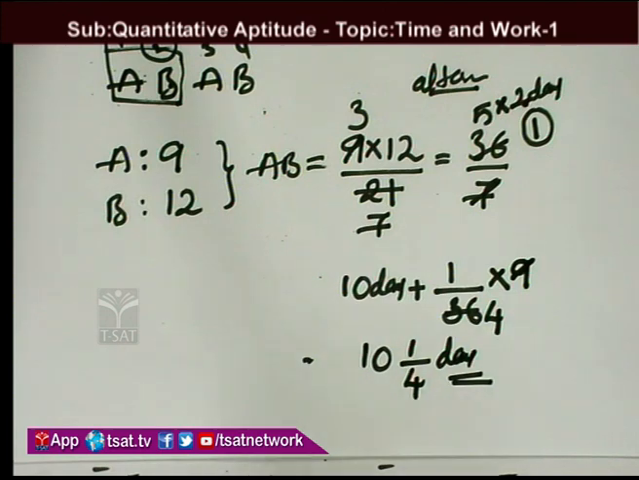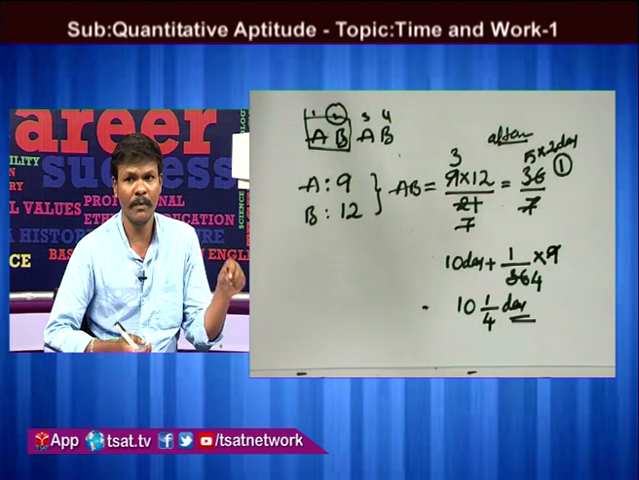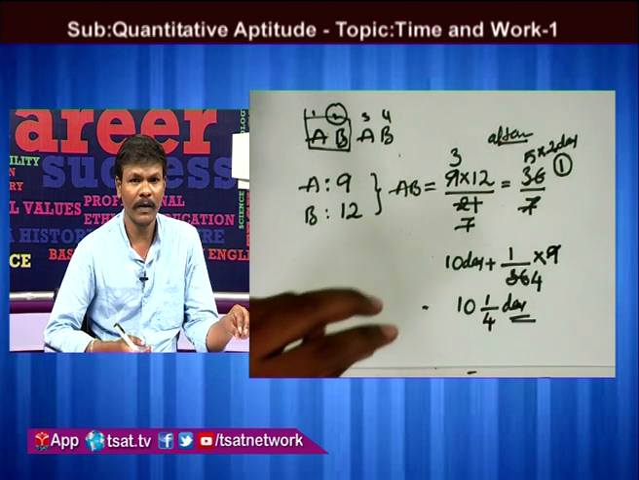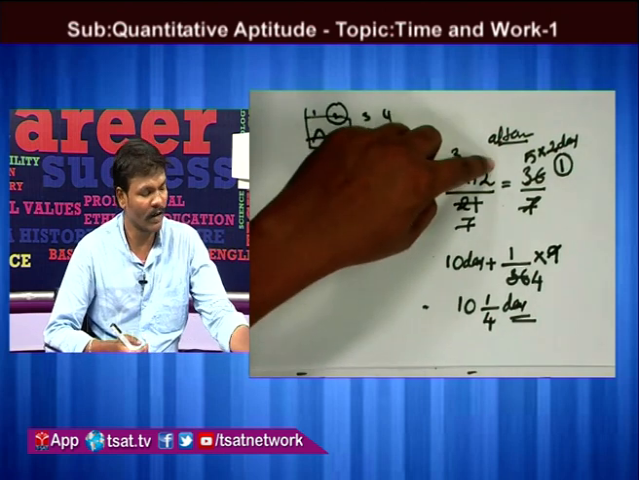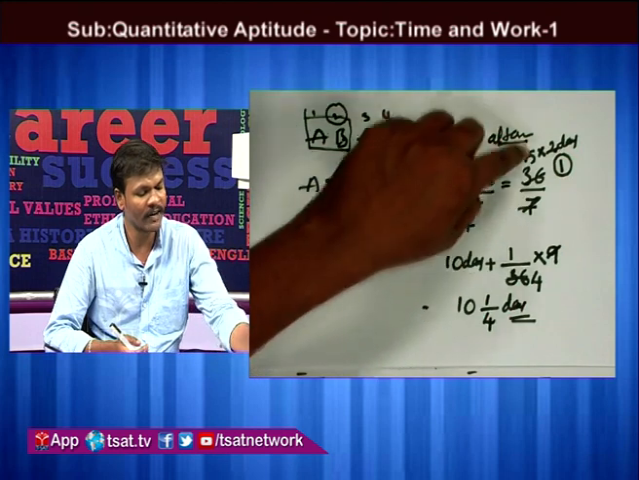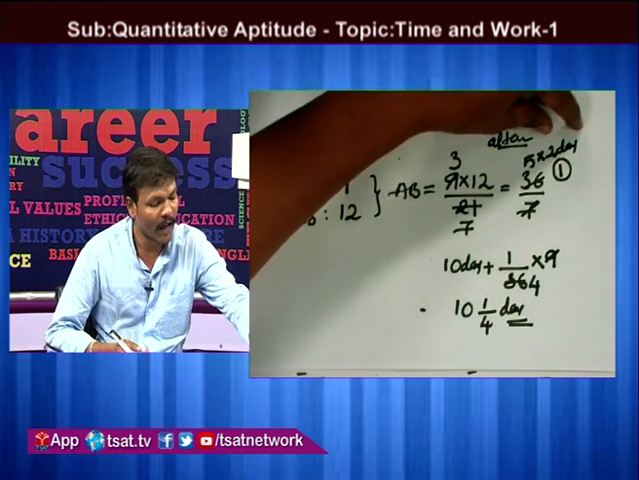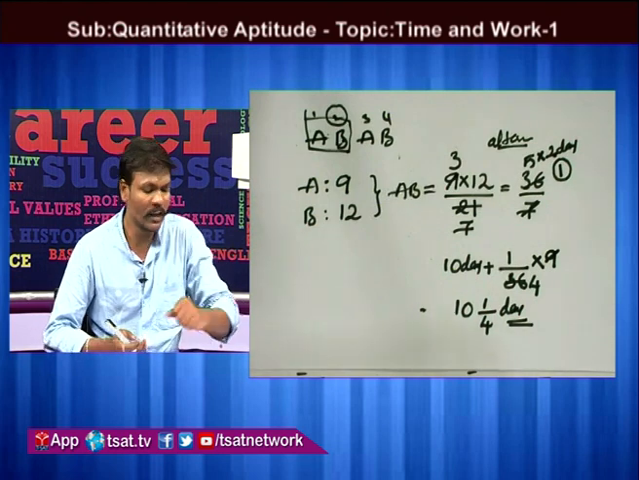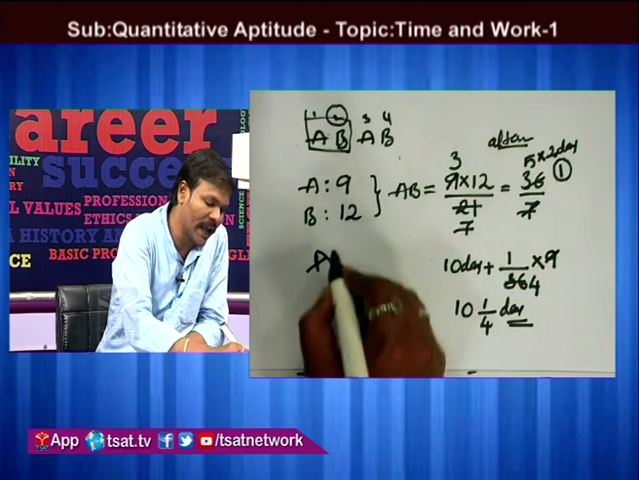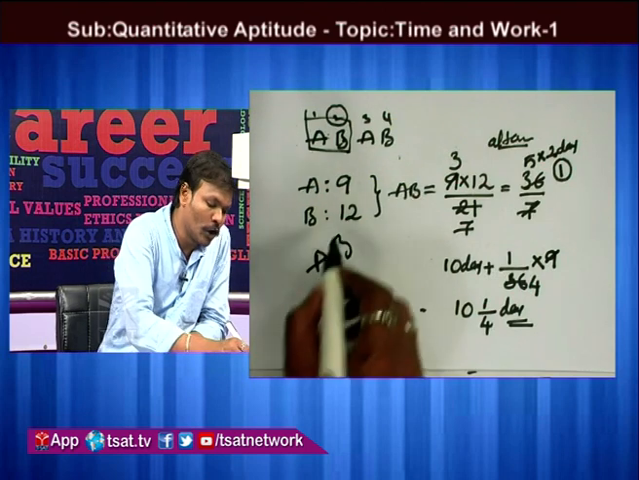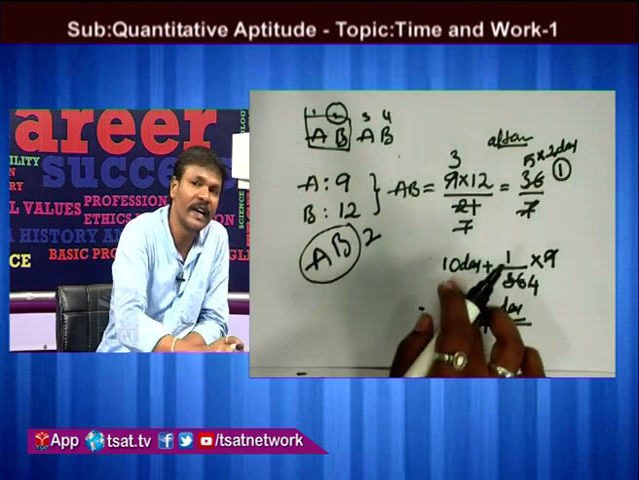With the same method, we began the discussion about A and B working together. A, B multiplication is 9 into 12, and A, B addition is 21, and the value is 5, 7 5s are 35. But in 7 5s are 35, we multiply with the 2 days. Why do we multiply with the 2 days? Alternately, A works on the first day and B on the second day, together taking 2 days. So it was 5 into 2, 10 days.